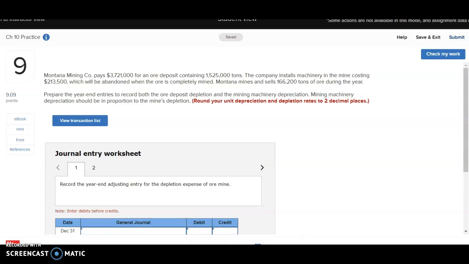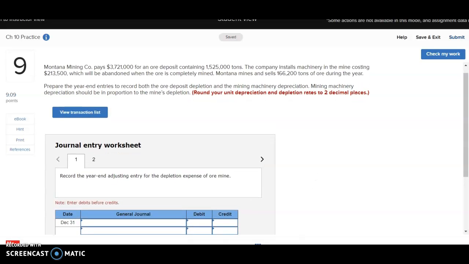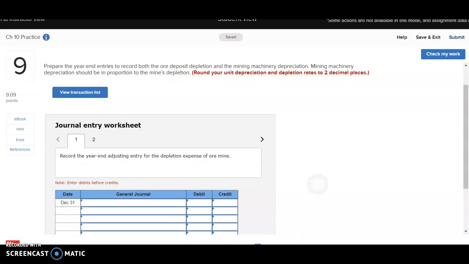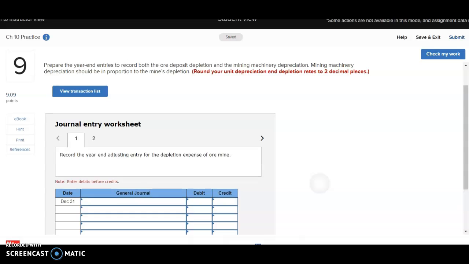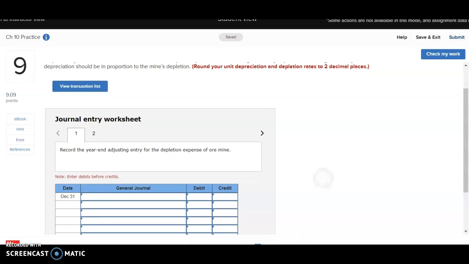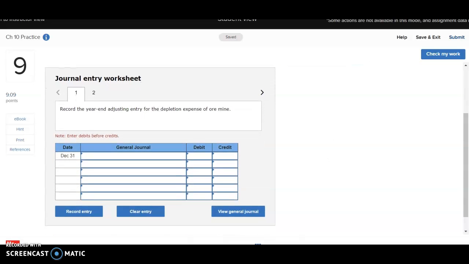So it says Montana Mining pays $3,721,000 for an ore deposit containing 1,525,000 tons. The company installs machinery in the mine costing $213,500, which will be abandoned when the ore is completely mined. Montana mines and sells 166,200 tons of ore during the year. They want us to prepare the year-end entries to record both the ore deposit depletion and the mining machinery depreciation. So mining machinery depreciation should be in proportion to the mine's depletion. So we'll look at how we do that.